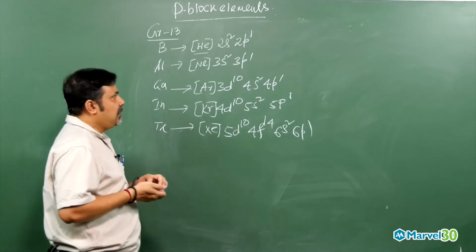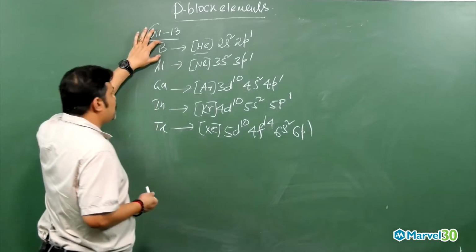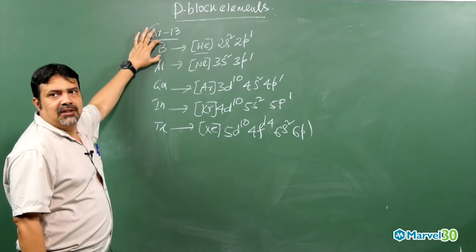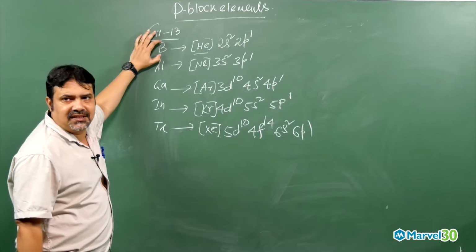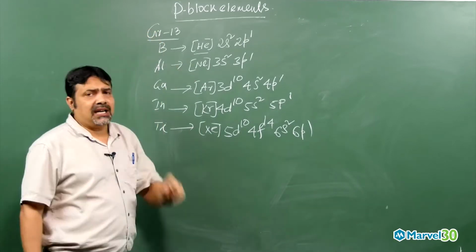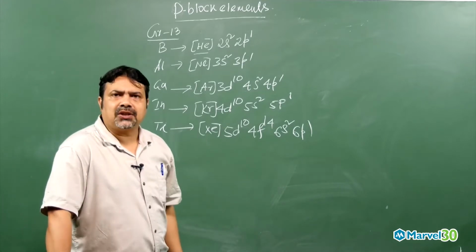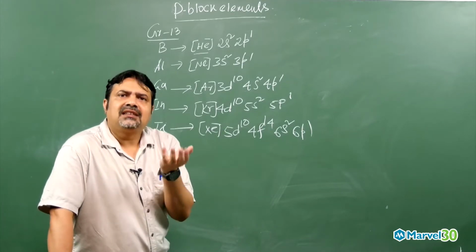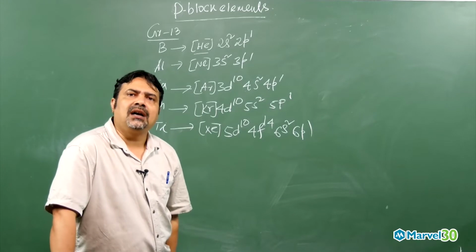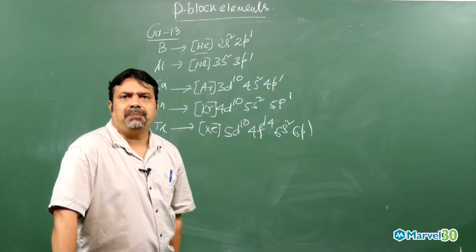Boron always used to show anomalous behavior. So why? Already you know the reason. And here, why is it called a p block element? You can take any element and write down the electronic configuration. You will see the last electron enters the p orbital. That is why it is a p block element.